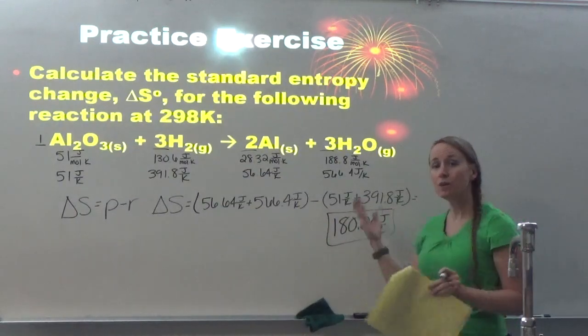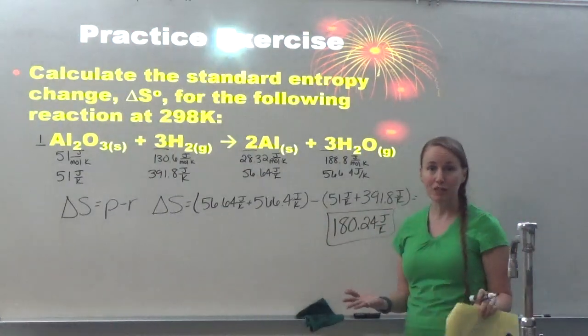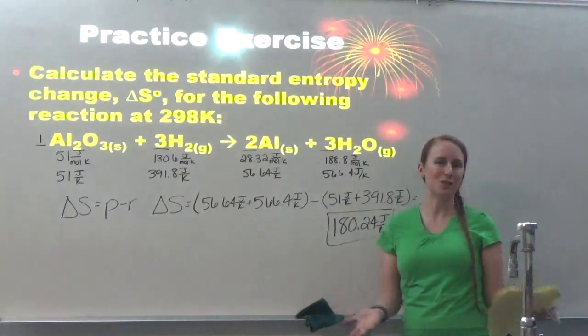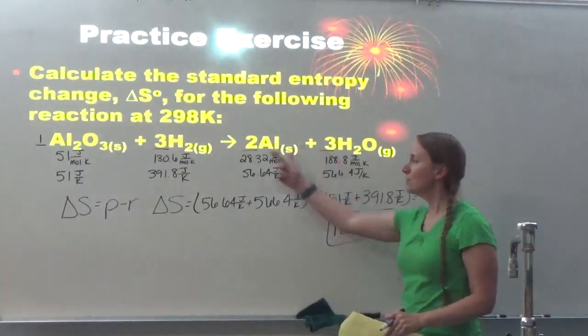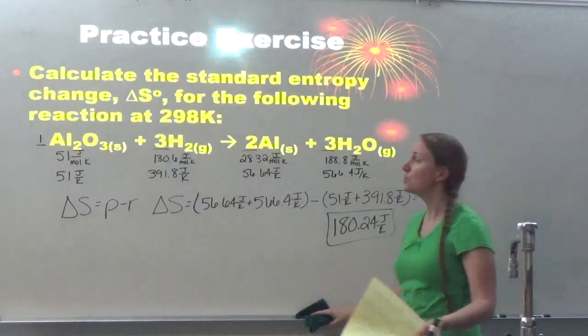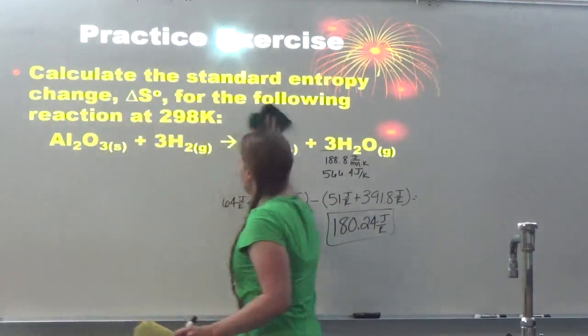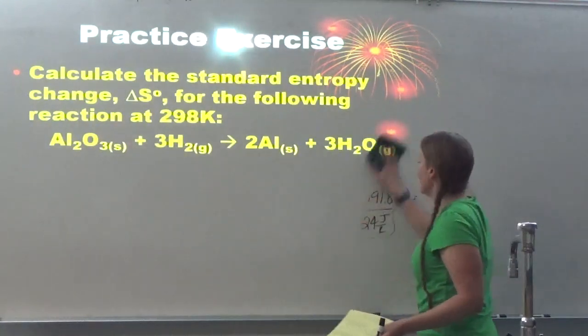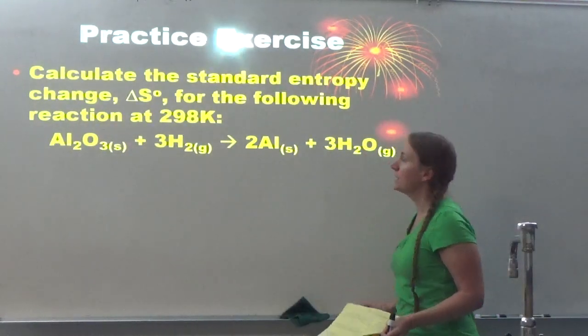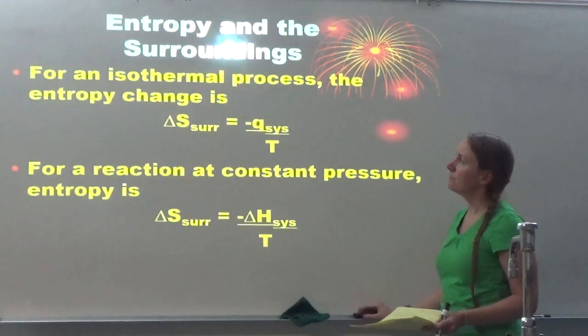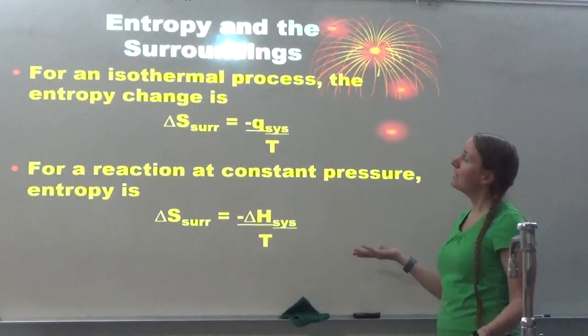Okay, so again, y'all, this works just like when we did standard heat of formation, except instead of delta H's, I have delta S's. And again, they would give you these numbers because nobody expects you to know those by heart. All right, so let's keep going. If you have your textbook, you can find all these numbers in Appendix C, just saying, at the end of the textbook. All right, so entropy and the surroundings.